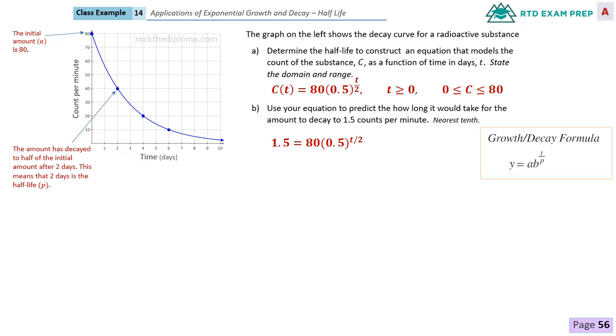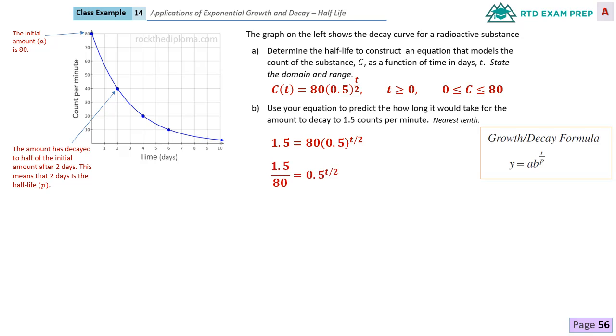Now, in part B, we're asked to use our equation to predict how long it would take for the amount to decay to 1.5 counts per minute. This is our final amount, and it goes in the position of the dependent variable, y. So it is on the left side of the equation. We see 1.5 equal to. Now we have an equation in exponential form, and in order to solve it, we're going to need logarithms. We know this because our unknown value is t, and it's found in the exponent. So remember, when the unknown is in the exponent, we use logs to solve.